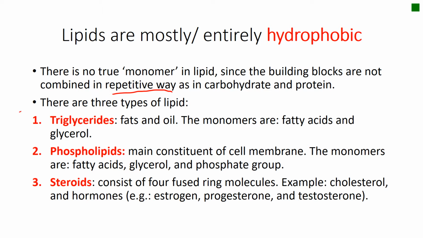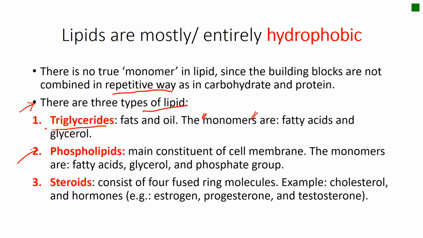Now, as an introduction, there are three types of big molecules in lipid, similar to polymers. The three types of lipid are: 1. Triglyceride. Examples of triglycerides are fats and oil, so cooking oil, lard, and so on must be triglycerides. The monomers, again not true monomers as you will see in the next slide, but the building blocks, are fatty acids and glycerol.